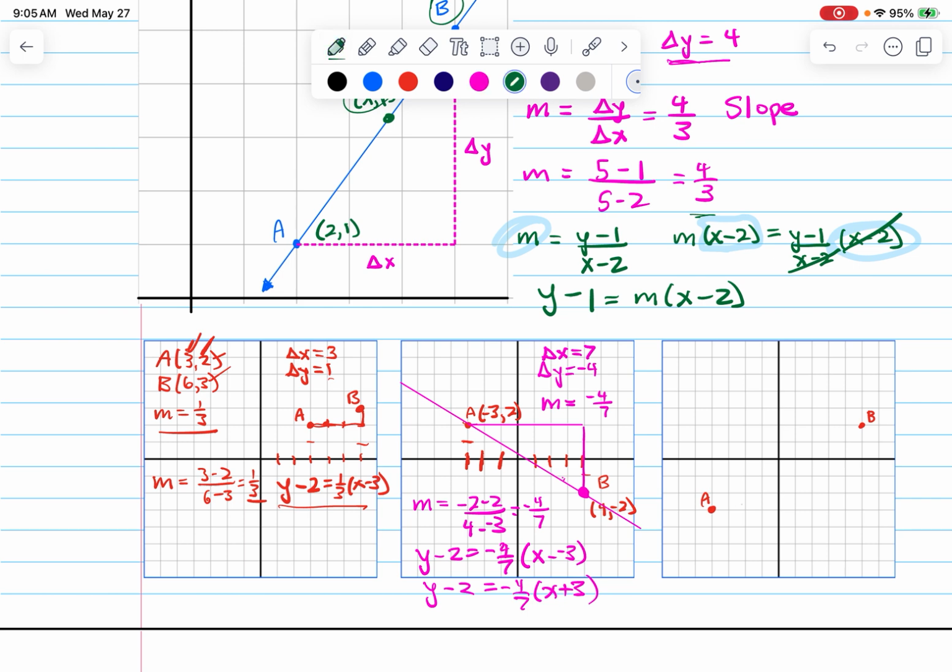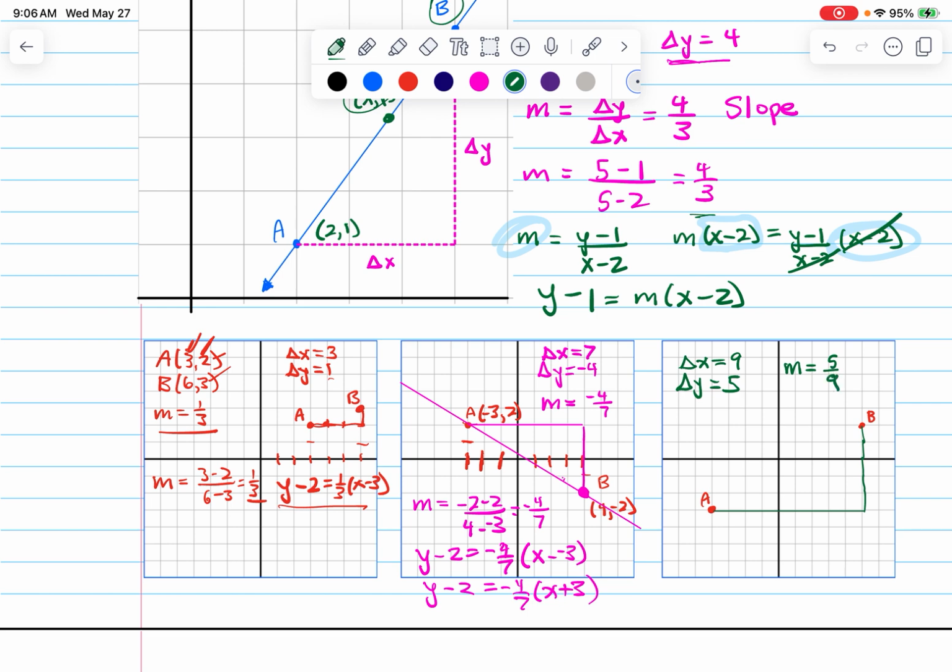We're going to start down here at A, and let's see how we get up to B. We go 1, 2, 3, 4, 5, 6, 7, 8, 9. Delta X is equal to 9. And then going up, we go 1, 2, 3, 4, 5. Delta Y is equal to 5. Notice we're going to the right, and then we go up. Okay? So I know my slope is going to be 5/9.